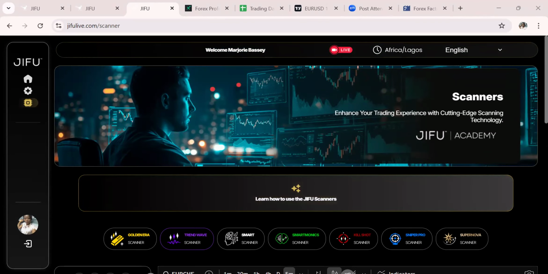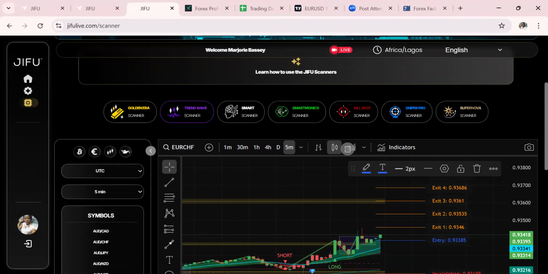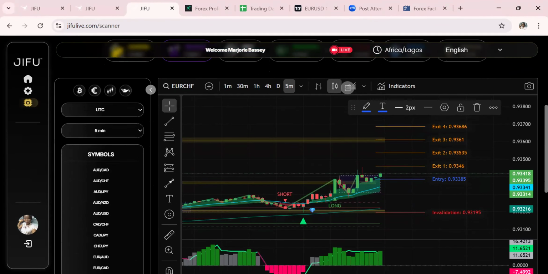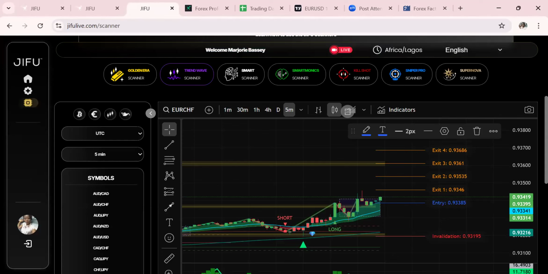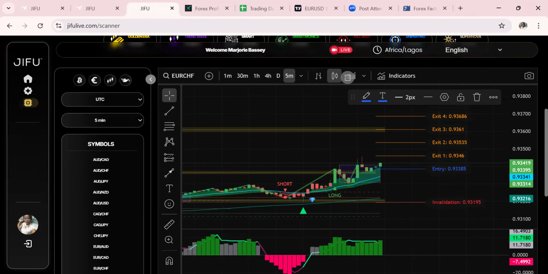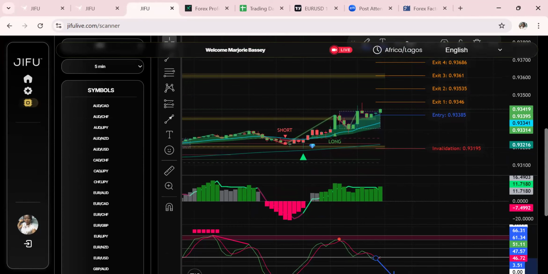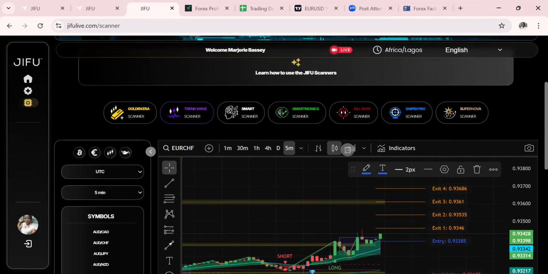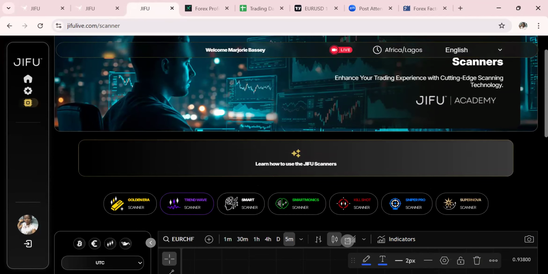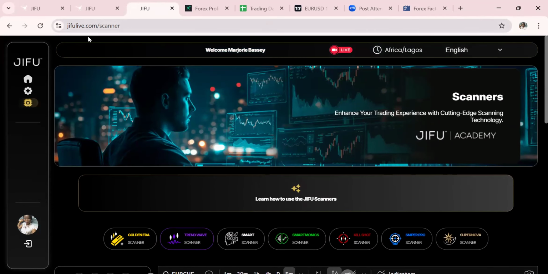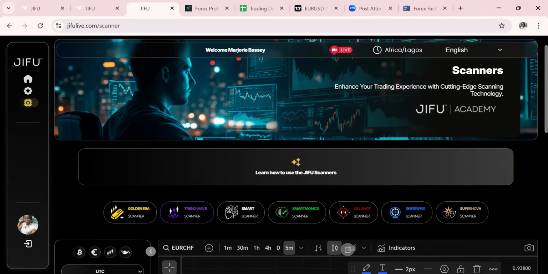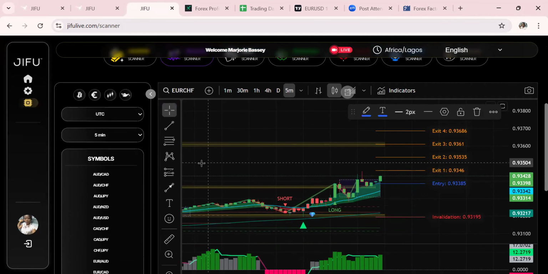So we already have one that we are in, Euro CHF, and it's already moving. Congrats to everyone that took it. So let's see who else wants to suggest. I don't want to just be the one taking these trades. Alberta was one that gave us this trade idea, because she had looked at it earlier. And that's the beauty of the JIFU scanners. You come, look at what's setting up, and then take your confirmation.